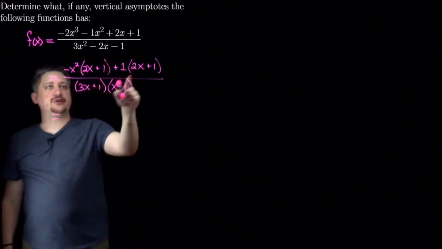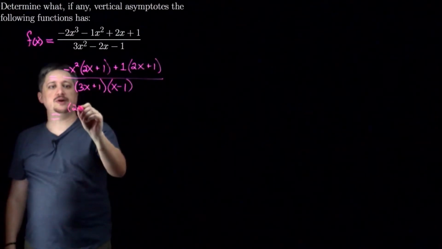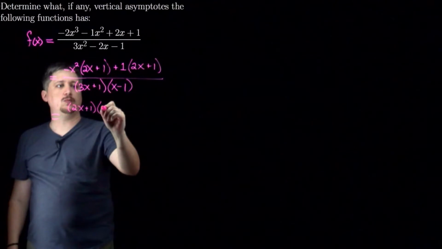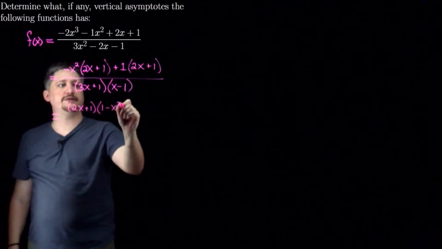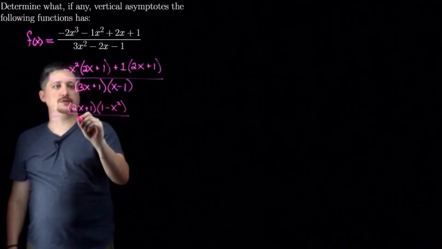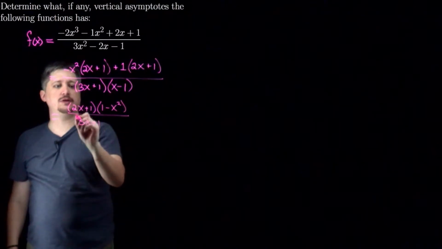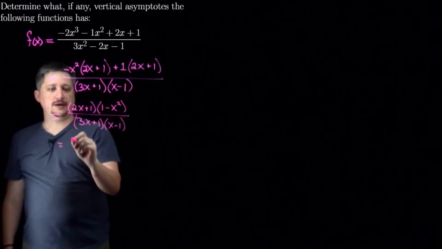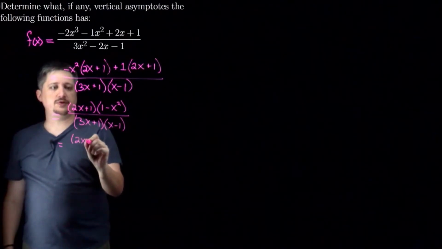So I still have to finish the top. So then I'm going to get 2x plus 1 and 1 minus x squared over 3x plus 1 and x minus 1, and that's going to give me 2x plus 1.